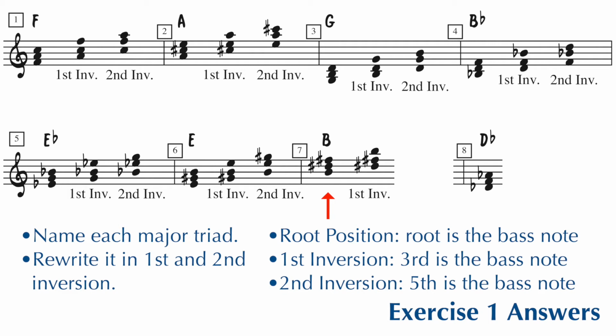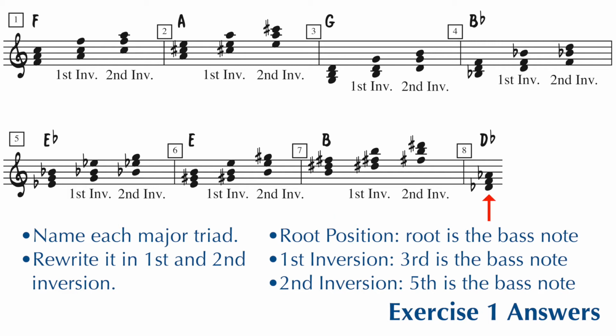To change this to second inversion, take the D sharp and raise it an octave higher. Now we have an F sharp in the bass, or as the lowest sounding note. We're in second inversion because that F sharp is the fifth of the chord. You should be looking at F sharp, B, D sharp.